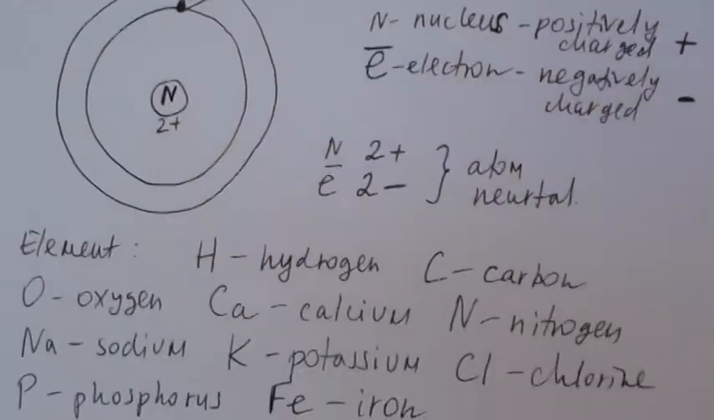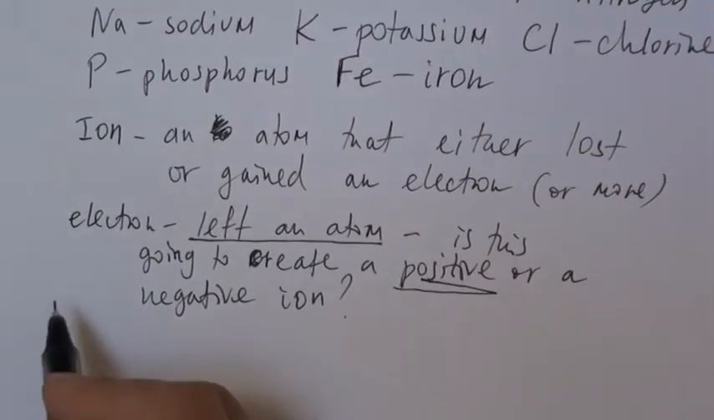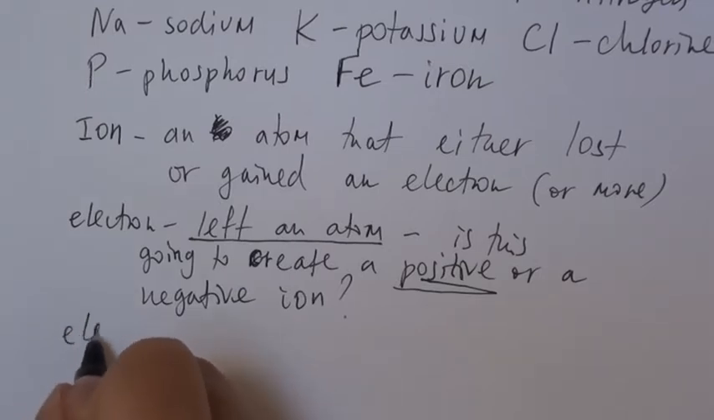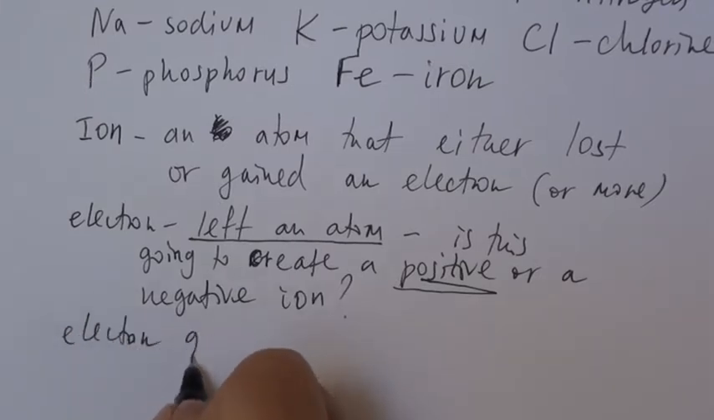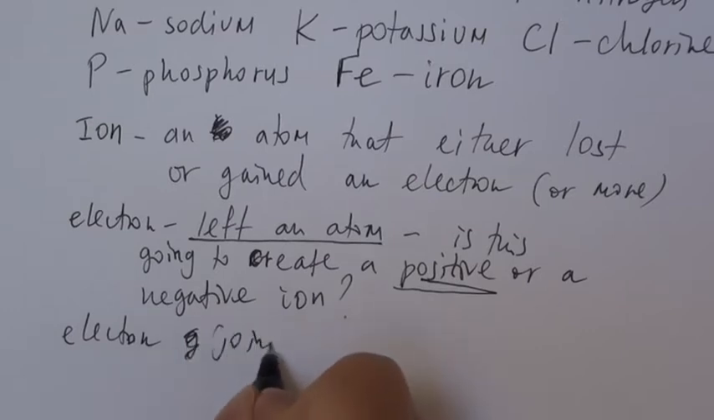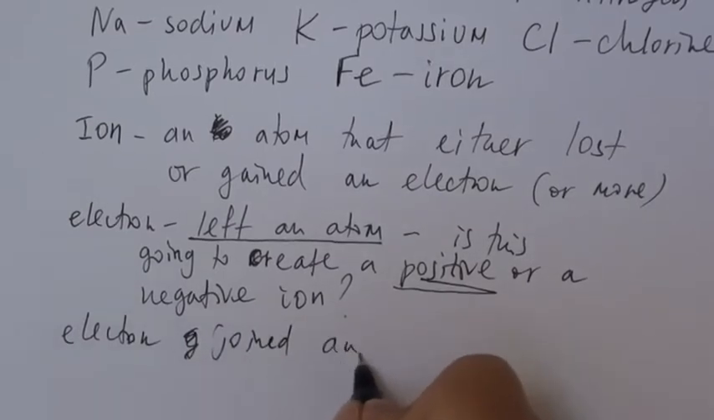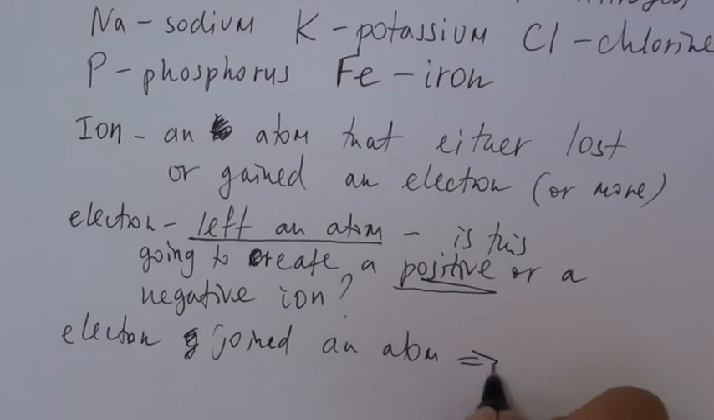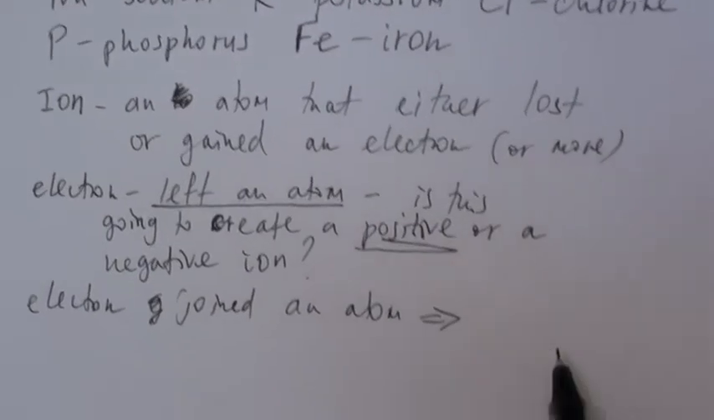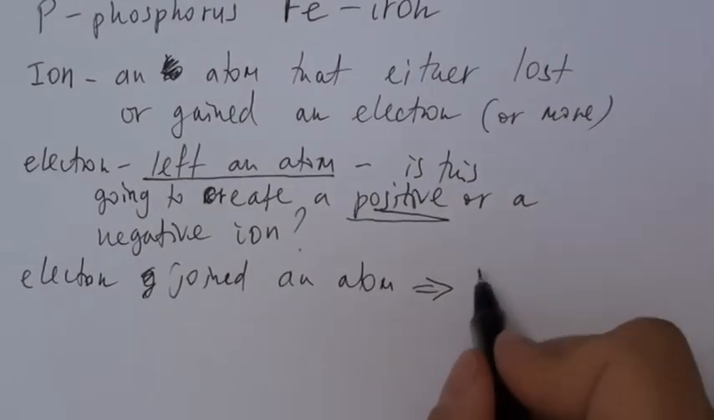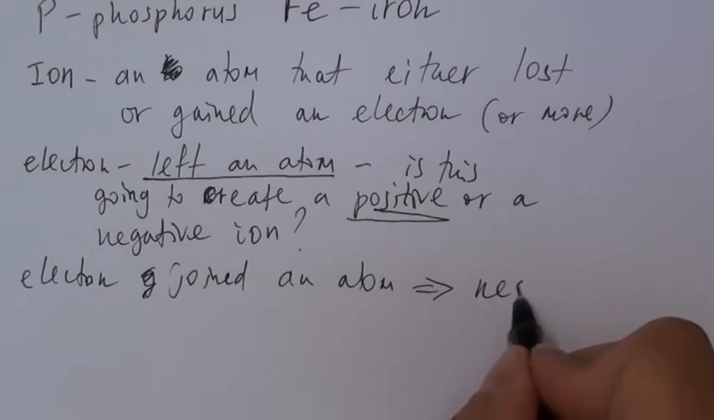If, on the other hand, an electron joined a different atom, so if an electron joined an atom, I'm just going to draw this arrow, this is going to result in a negative ion.